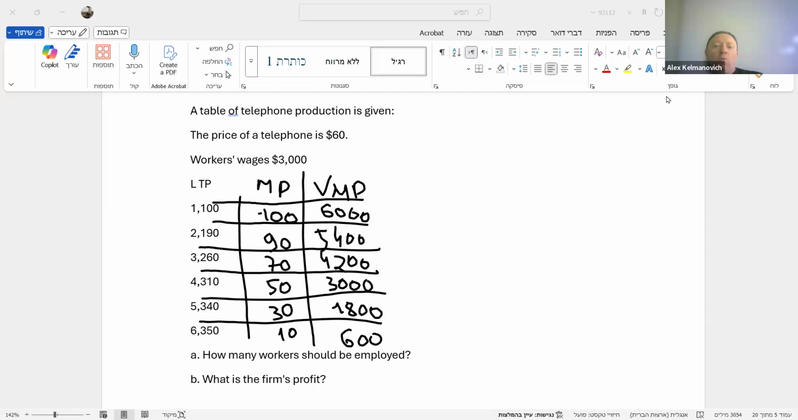So tell me, please, how many laborers will we take in this case? 4 laborers. Exactly. Okay, we'll take only laborers whose VMP is 3,000 or higher. So we'll take 4 laborers. And how much will be our profit?